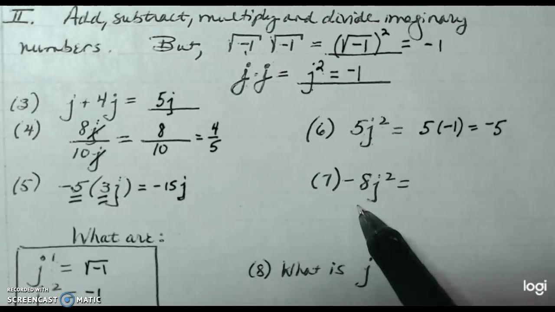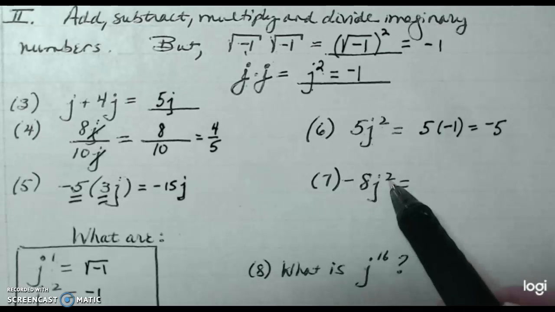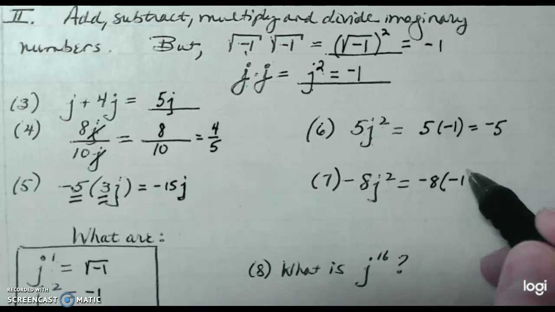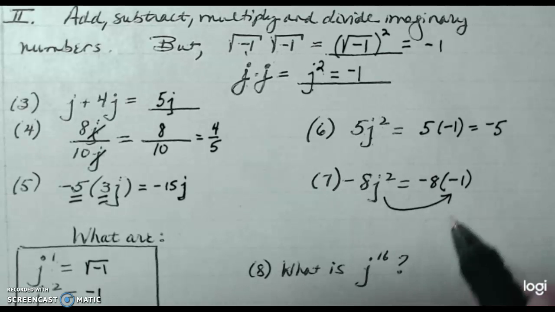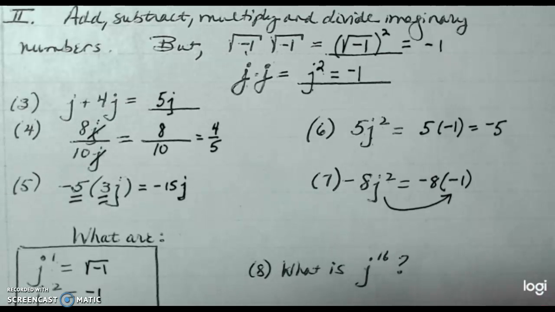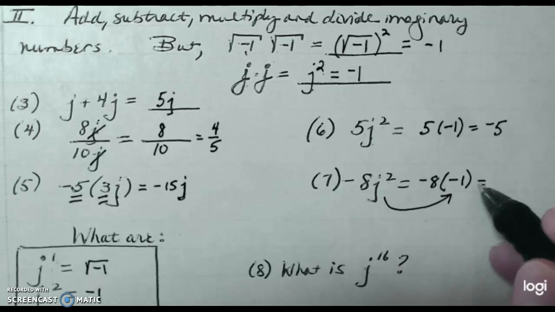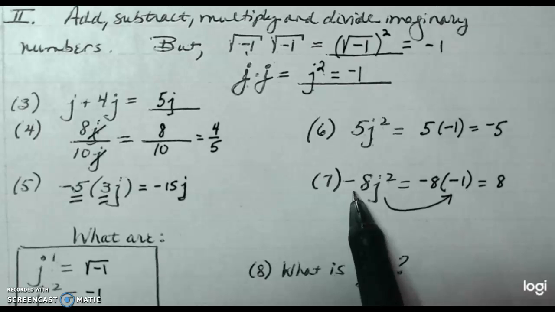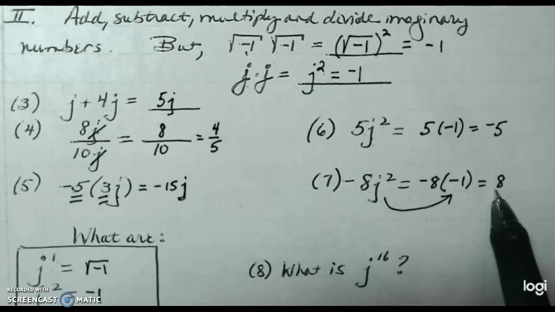For example, in 7, you have -8 times j squared. That's the same as -8 times -1, because we know j squared is the equivalent of -1. -8 times -1 yields actually +8. So -8j squared is actually identically equal to 8.